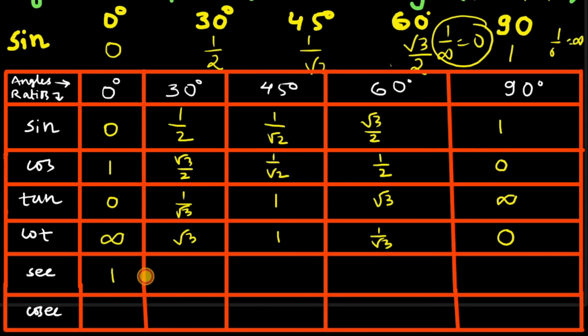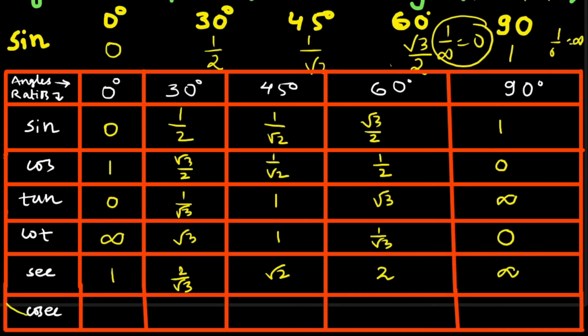Now sec is the reciprocal of cos, so just write the reciprocal values of cos. So 1 we will get, 2 by root 3 we will get here. Similarly, sec 45 degree we will get root 2 by 1, that is root under 2. Then sec 60 degree we will get 2 by 1, that is 2. Then sec 90 degree, there is cos 90, 0. Reciprocal of that is infinity.